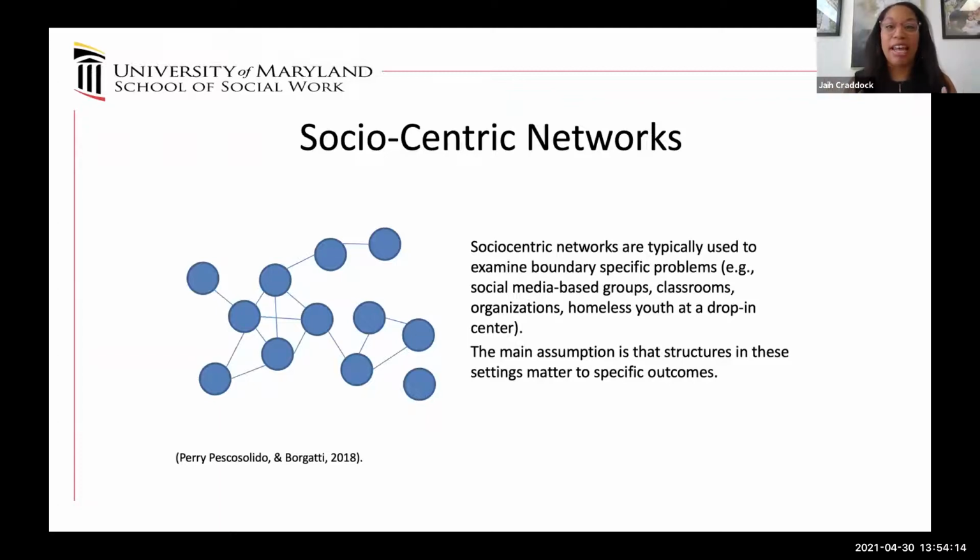So sociocentric networks are typically used to examine a boundary-specific location, say a classroom, a community organization, a city, something very specific with set boundaries. And we're really looking at the structure of the network, and how the structure of who's connected to whom impacts their knowledge, their communication, their behaviors.